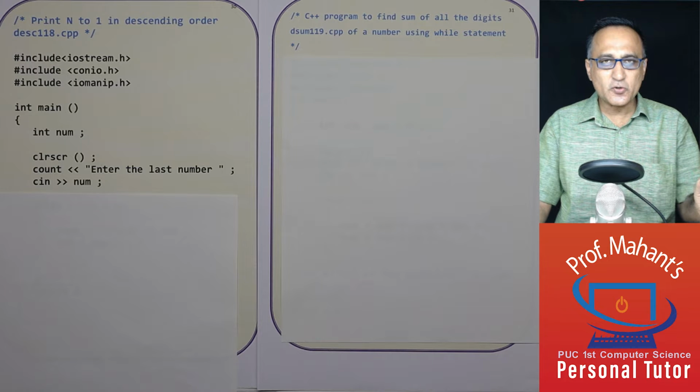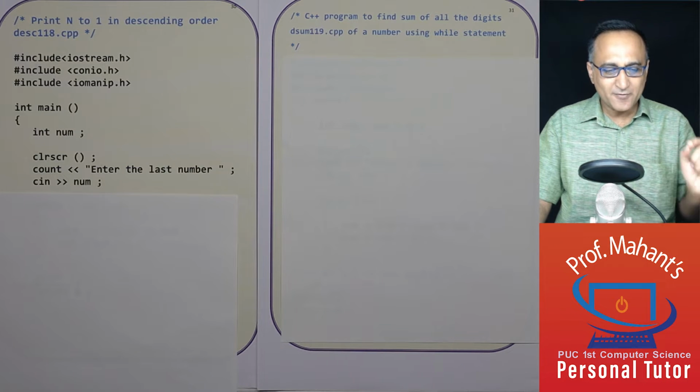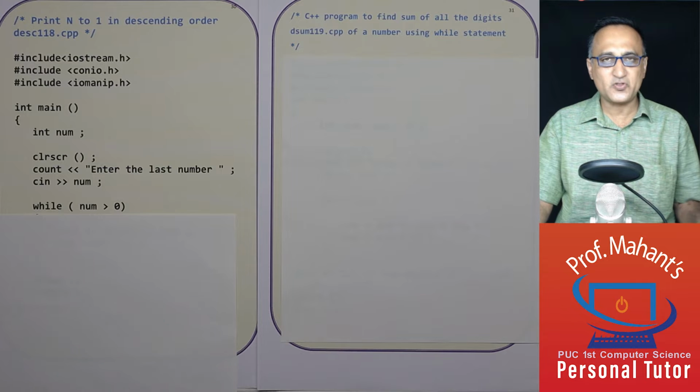So the condition should be as long as the value of number is greater than 0, I should keep printing the value of number. At the same time, reduce the number by 1. So after 5, it should print 4, 3, 2, 1 and so on. First thing you should ask yourself, what is the condition? So I am putting the condition as while number greater than 0. Once this is done, it is quite easy.